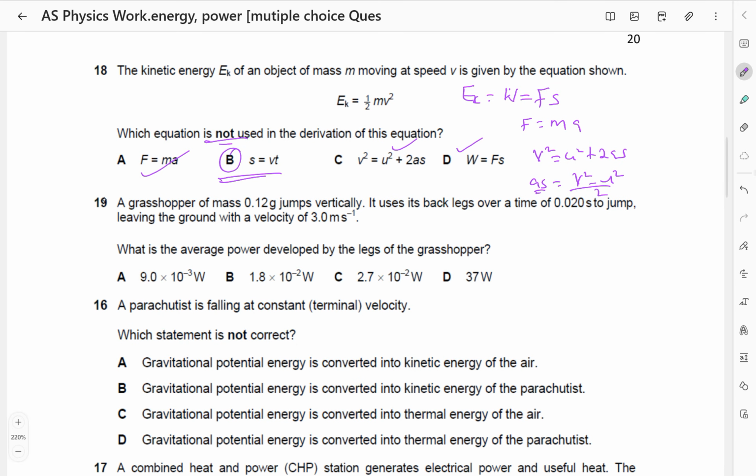A grasshopper of mass 0.12 grams jumps vertically. It uses its back legs over a time of 0.02 seconds to jump, leaving the ground with a velocity of 3 meters per second. What is the average power developed by the legs of the grasshopper? Average power developed. So power is simply equal to work done over time taken. So the work done is going to be equal to force times distance, which force will be mg, the weight, then times the distance it moves.